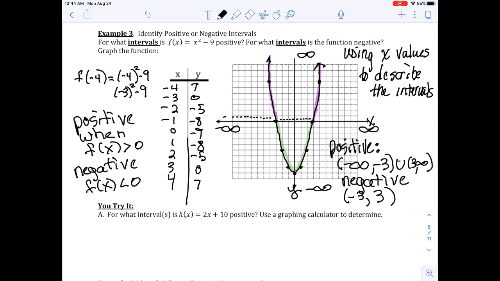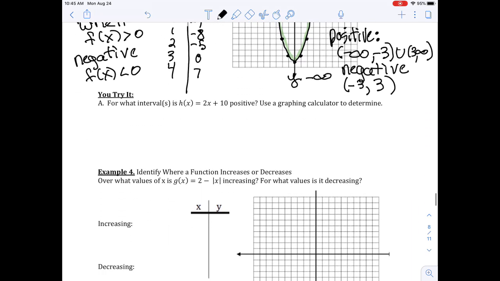It's important to note that the function is neither positive nor negative at the x-intercepts. So let me say that again, let that sink in. The function is neither positive nor negative at the x-intercepts. So we will never include those when we are writing our interval notation. All right, you try it.